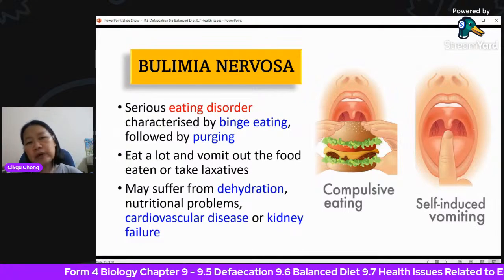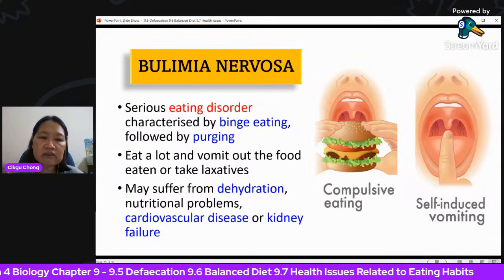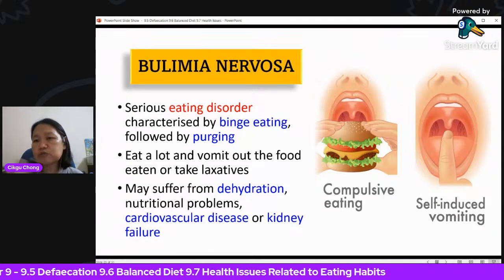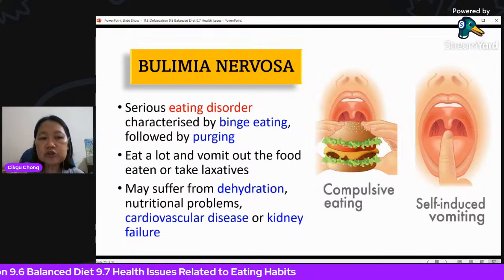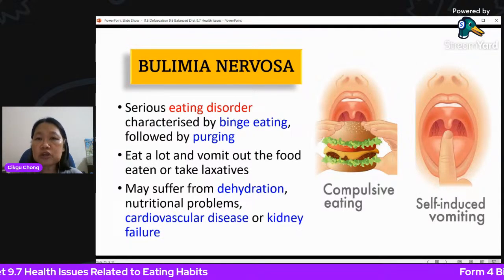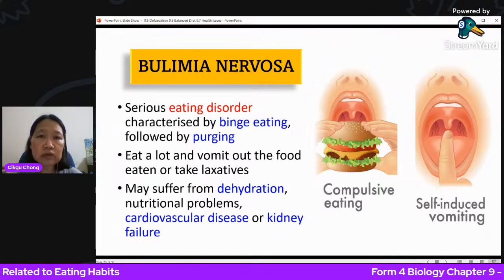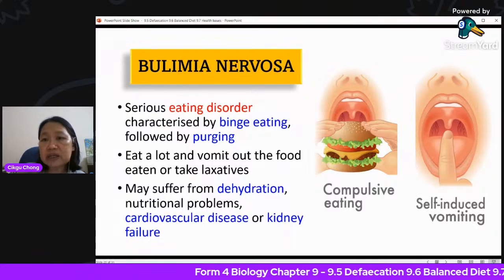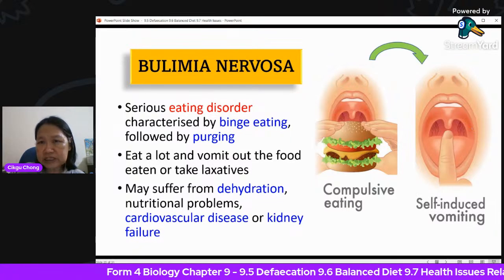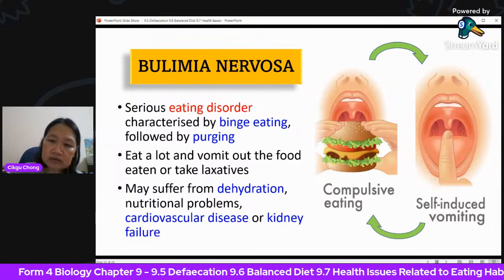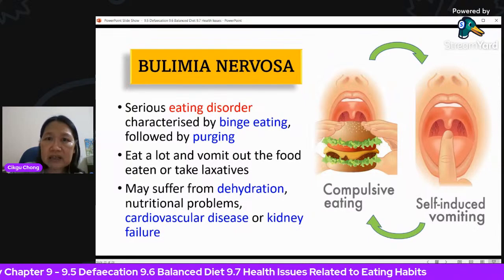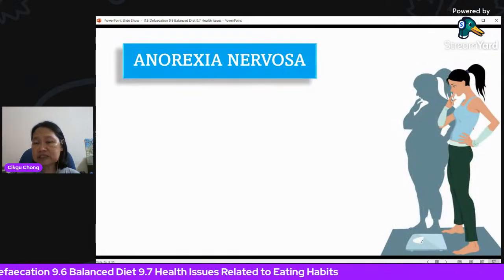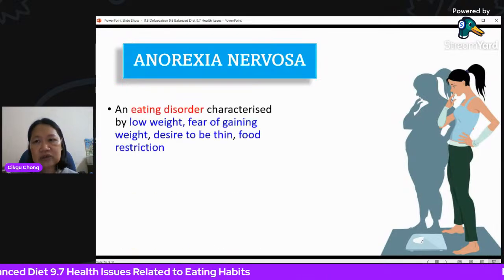Quite often. When you do this too often, you may suffer from dehydration because you vomit so much water out. Nutritional problems, your nutrients are being removed, you don't have enough for yourself. Cardiovascular disease or even kidney failure. So this is repeated. After eating, then vomit. After vomiting, go eat again. Okay? Now, anorexia nervosa. This one is, they want to look pretty.